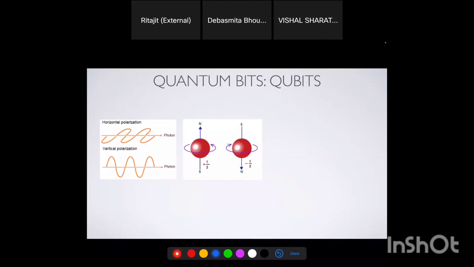So the light can vibrate along this axis. As you see, the horizontal polarization is perhaps vibrating on the plane of the axis, and the vertical polarization is perpendicular to the plane. Now these two things are perpendicular to each other, as I said. So in analogy with classical computing, if it is like this, I'll call this 0. If it is like this, I'll call this 1.